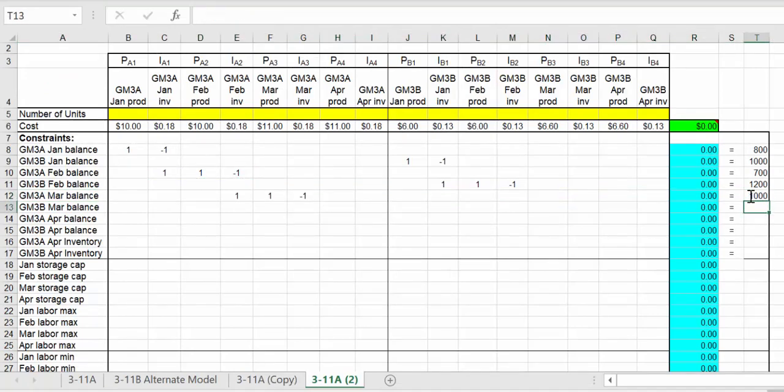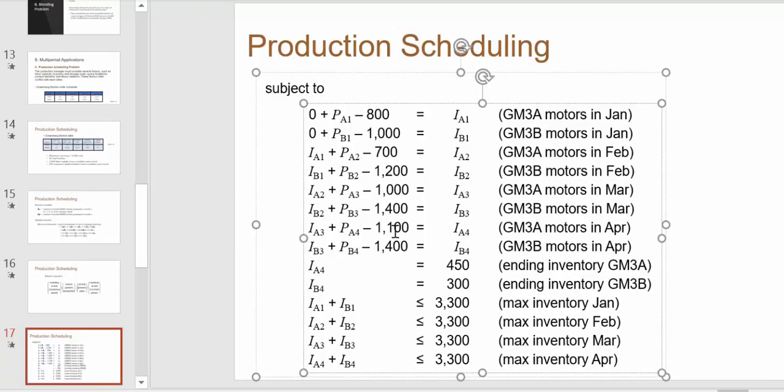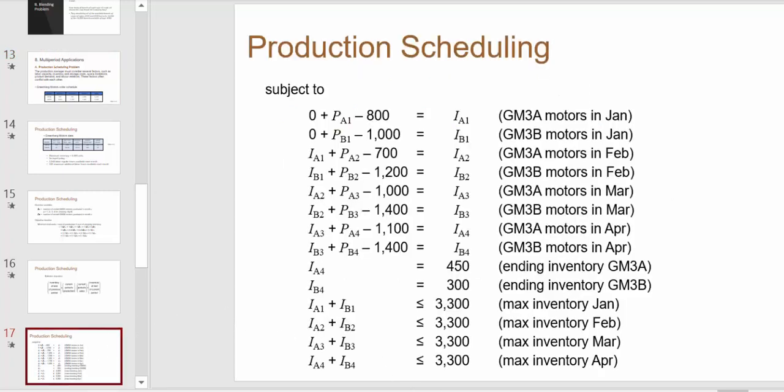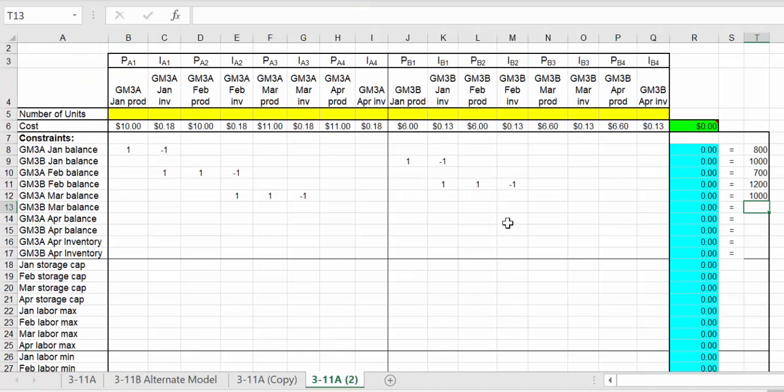Again, don't forget, in terms of where we get 1,000 and all these numbers that I'm reading off here, this was given by our customer. The customer is saying, I want 800 in January, 700 in February, 1,000 in March, and 1,100. So these are given by the customer. The customer says, here's how much I want of these motors for each month. So there's no calculation there. Let's take a look at our next one.